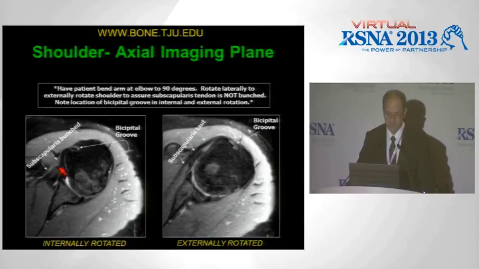You can see what happens on internal rotation. The subscapularis gets all kind of buckled, and it can be difficult to see whether the biceps is subluxed.